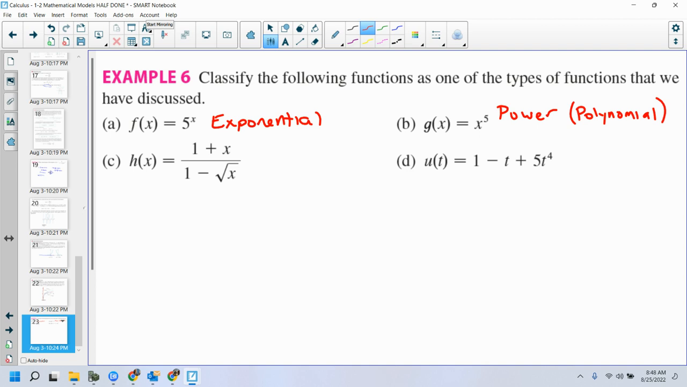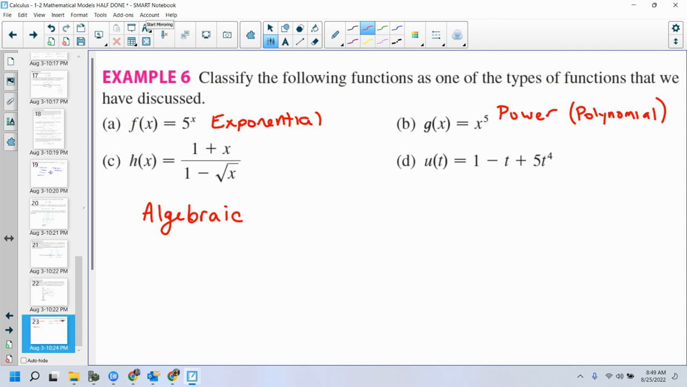This one, what do we think about this one? Algebraic, yeah, because I see a couple of different things going on. I see, it looks rational, yeah, but there's also a root within it. So that means it's algebraic. It's got two things going on. It's a combination of the two.